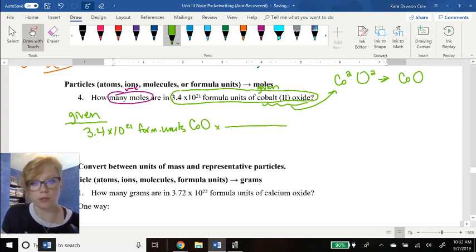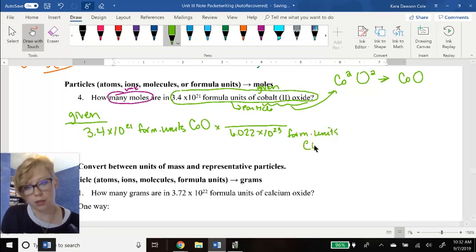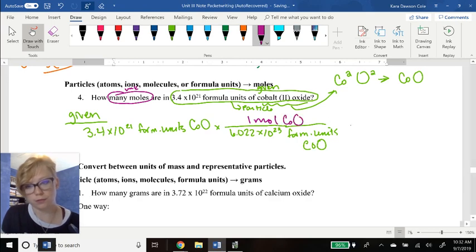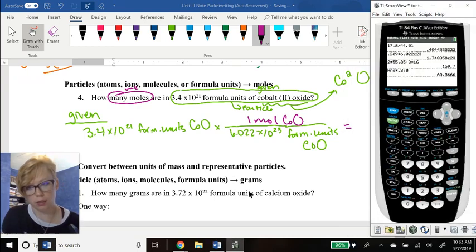Now, I'm going from formula units. This is a particle again. So I'm going to use the 6.022 times 10 to the 23rd number. 6.022 times 10 to the 23 formula units of CoO on the bottom, and on the top I would have my 1 mole of CoO. Here I'm dividing because I'm going into the mole. If I'm going into the mole, I'm going to divide. If I'm going out of the mole, I'm going to multiply.